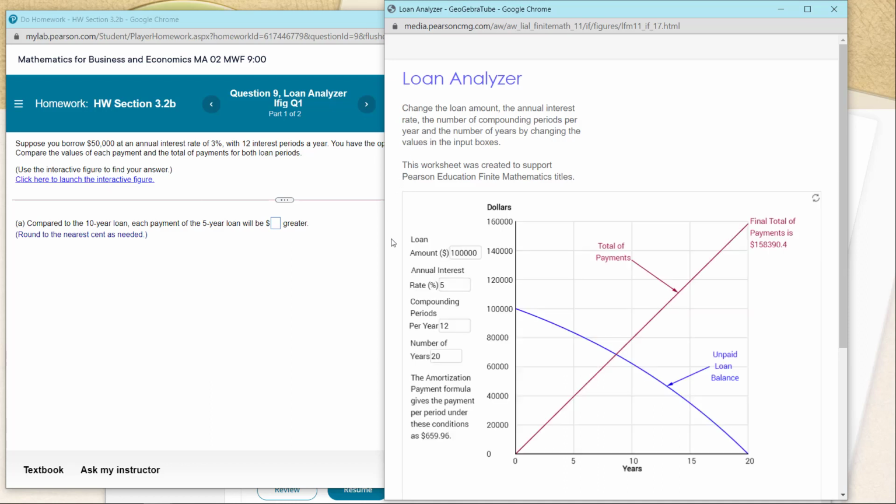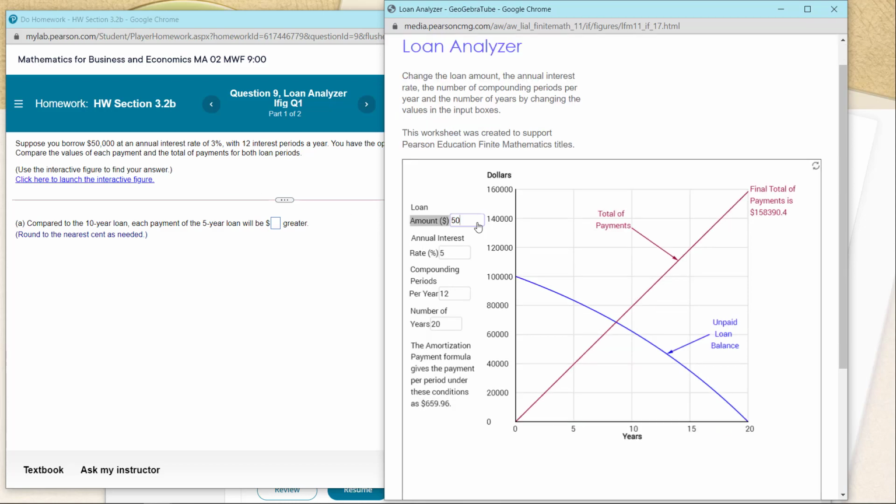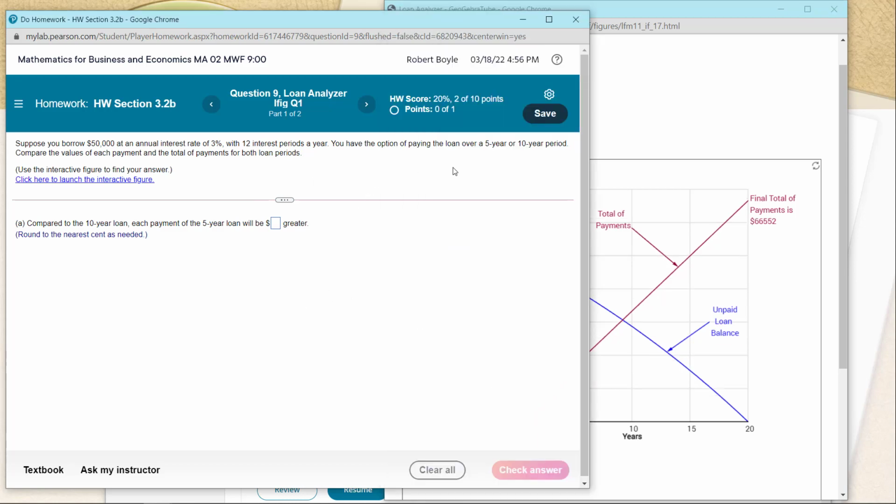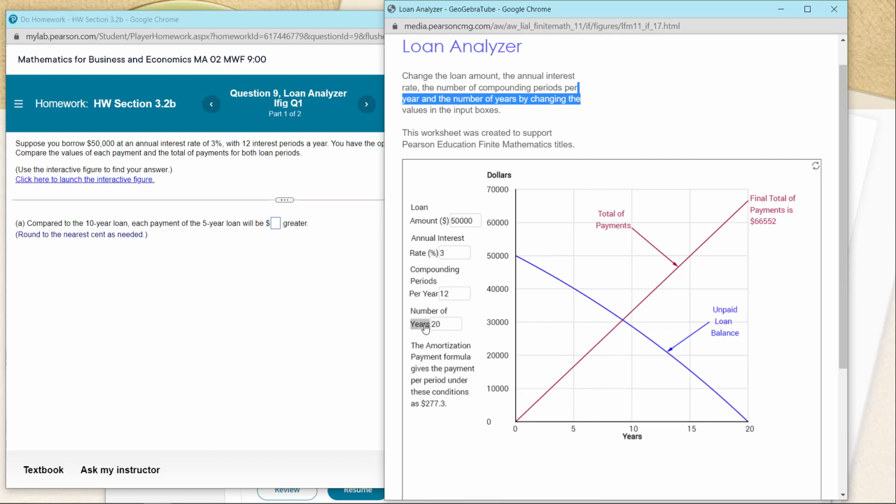So this is our loan analyzer, and our loan amount is $50,000, so that's how much we want to put in here. And what we want to do is use this to figure out what our payments are going to be. Okay, so here we have $50,000. Our interest rate is 3%. Our compounding frequency is 12, so that's going to go there. And we want to see what our payment is going to be for the 5-year loan. Okay, so here number of years is going to be 5.